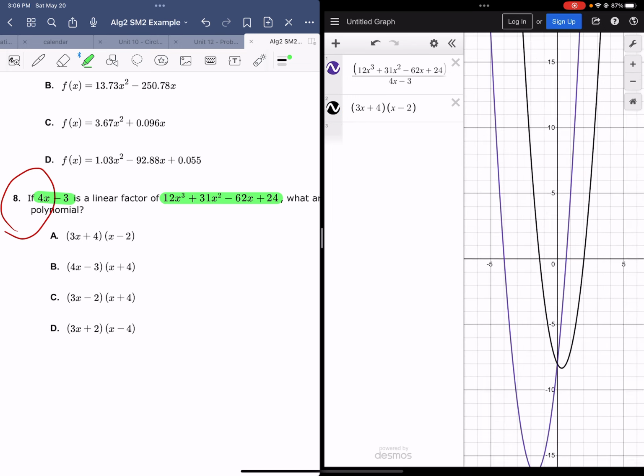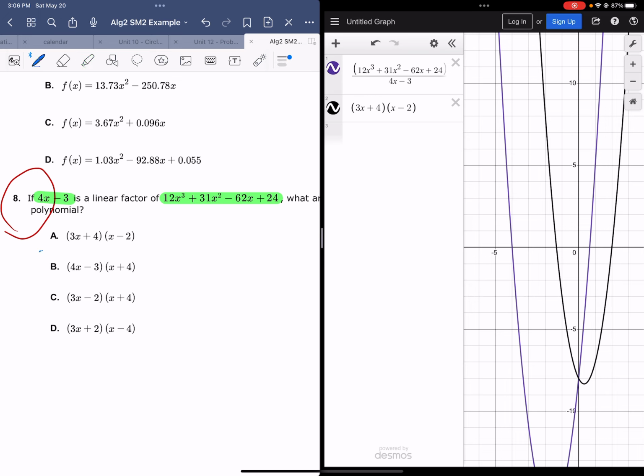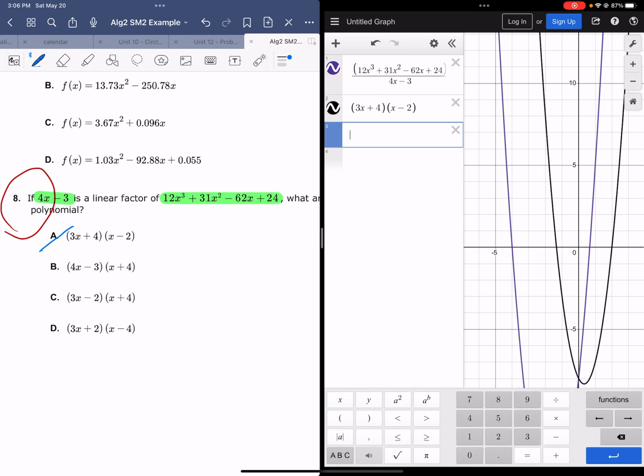So do you see the first one does not overlap? So I'm going to mark that off just in case. But I may have made a mistake. In that case, I will check it again. 4x minus 3, x plus 4.